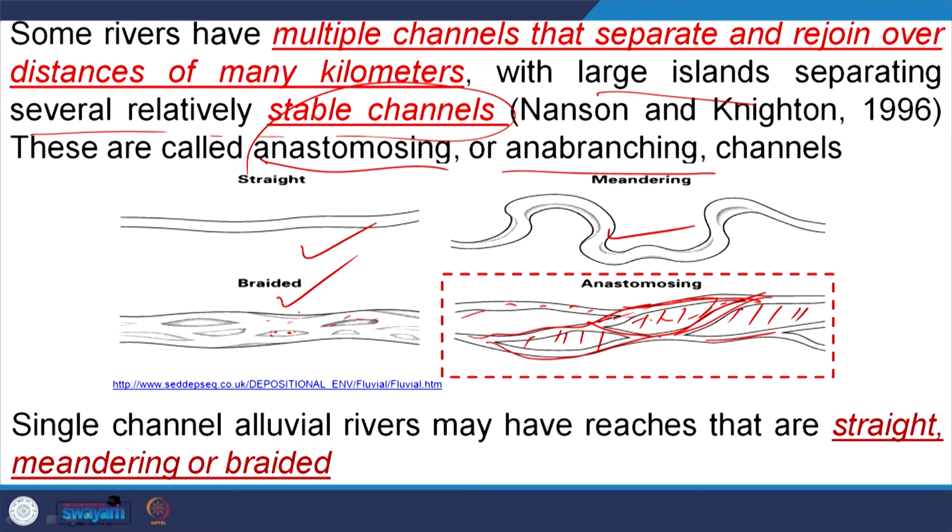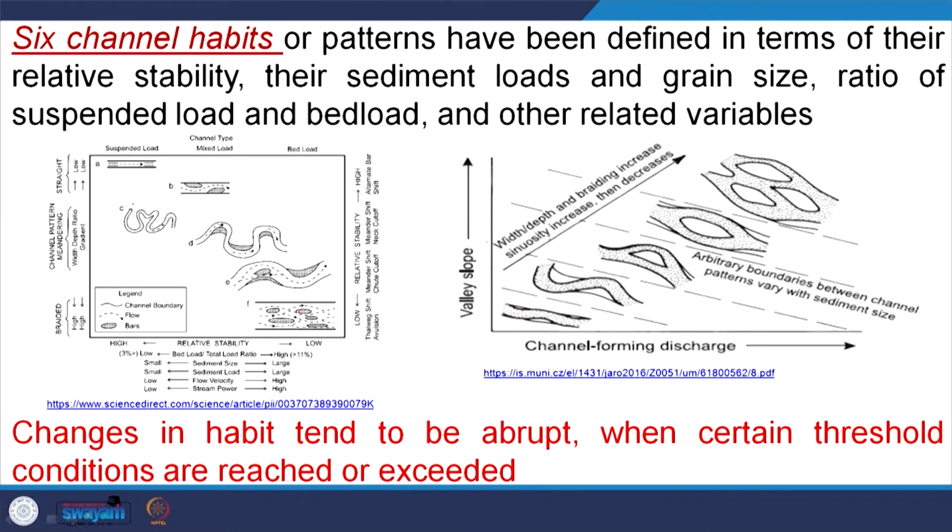So once we are dealing with a single channel, we are talking about a straight channel, a meandering channel and a braided channel, but multiple channels mean anabranching channels. Depending upon this Thalweg, this bifurcation, this reunion, and a single or multiple Thalweg, 6 channel habits or channel patterns have been defined in terms of their relative stability. Relative stability is important. At one end it will be the most stable channel, at the other end the least stable channel.